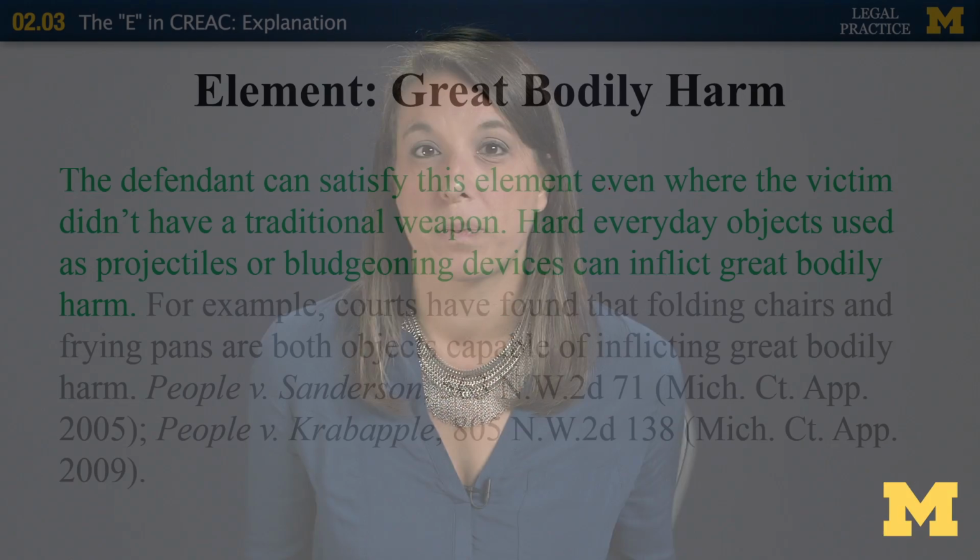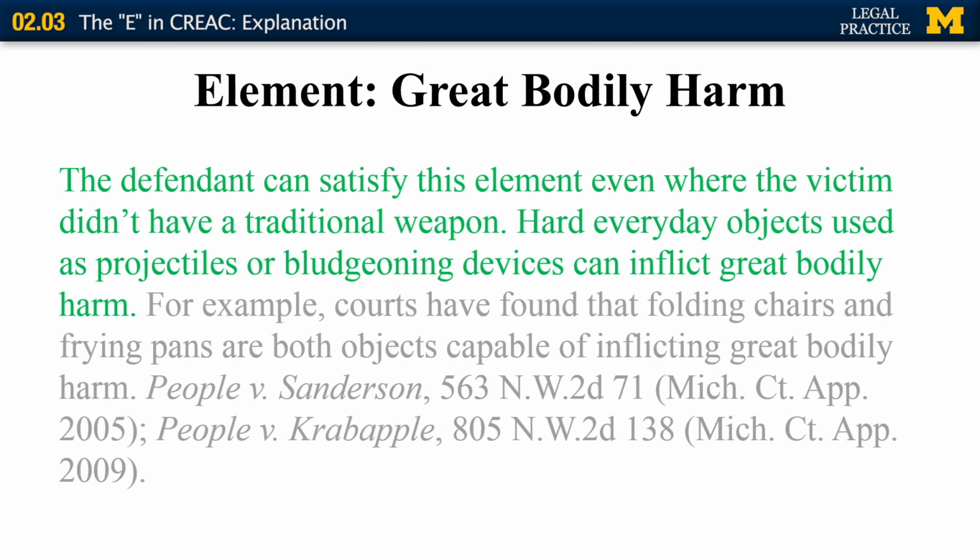So now let's look at another example, this from the great bodily harm element. This is an example of how you can take the explanation and in some limited circumstances make it even shorter to provide your reader with just limited information that he or she needs. So remember that we've synthesized this rule for great bodily harm. The defendant can satisfy this element even where the victim didn't have a traditional weapon. Hard, everyday objects used as projectiles or bludgeoning devices can inflict great bodily harm.